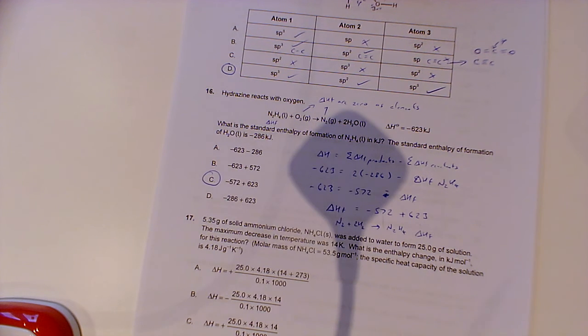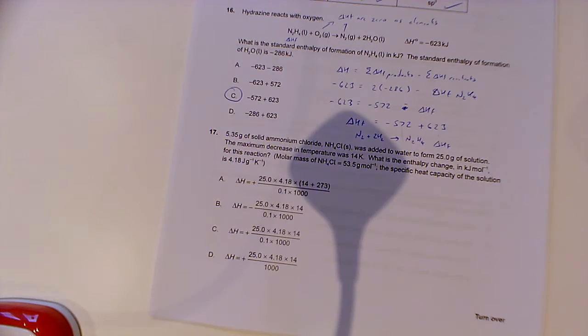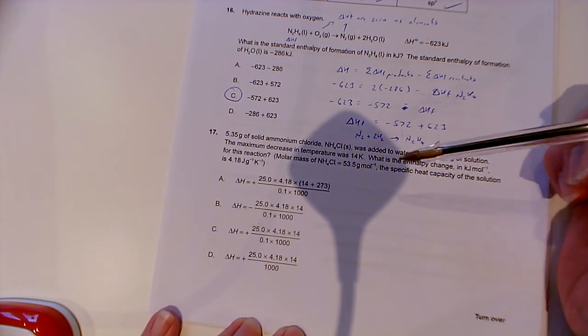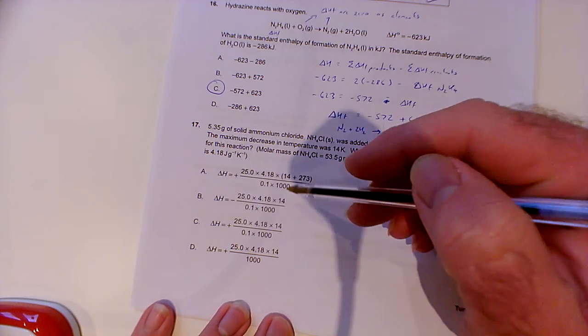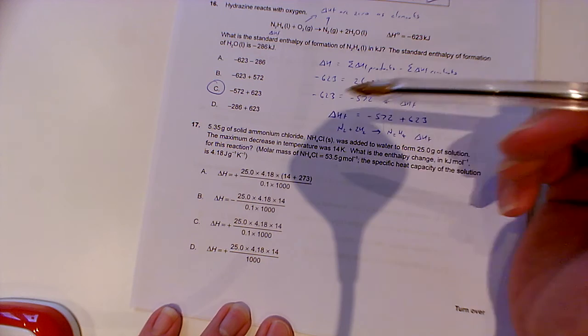Okay. Number 17 then. So 17, we've got another enthalpy question. This time it's looking where we've got the Q equals MC delta T over N kind of thing. Well, that's delta H. So let's have a look.